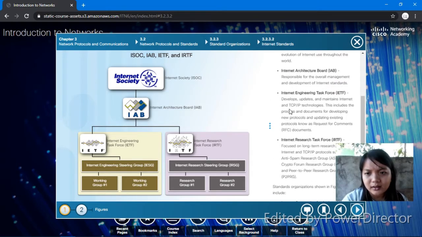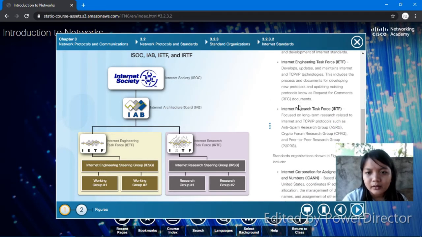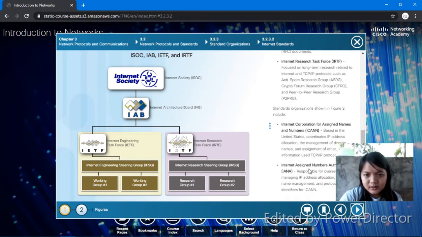The next one is the Internet Engineering Task Force. They are responsible for developing, updating, and maintaining Internet and TCP/IP technologies. And this one is the Internet Research Task Force, which focuses on long-term research. So they are like the future; they continue to research open standards, preparing for the future.